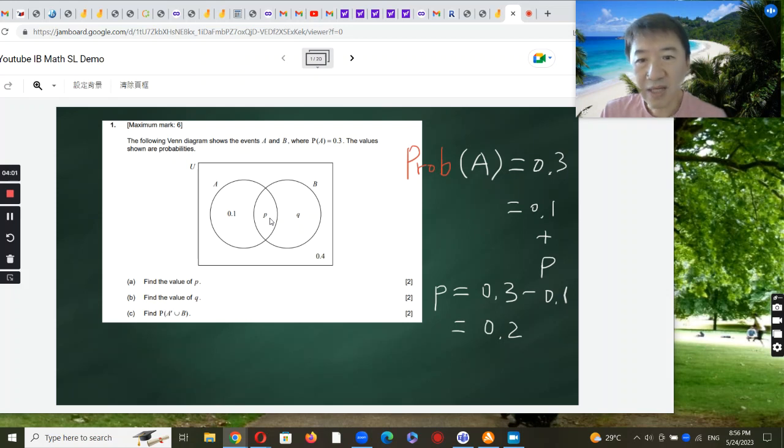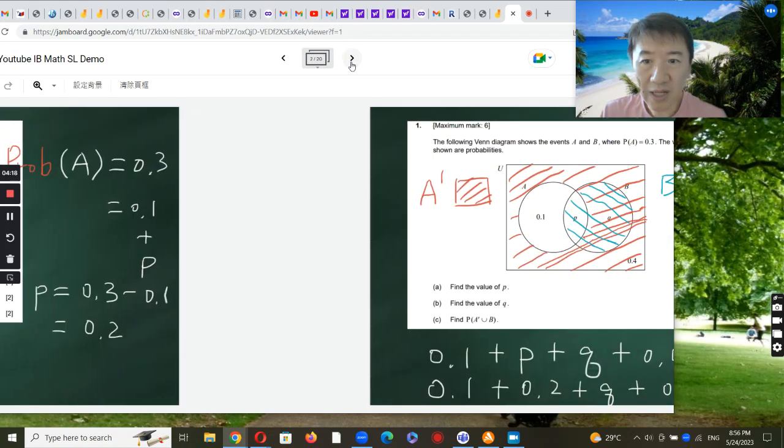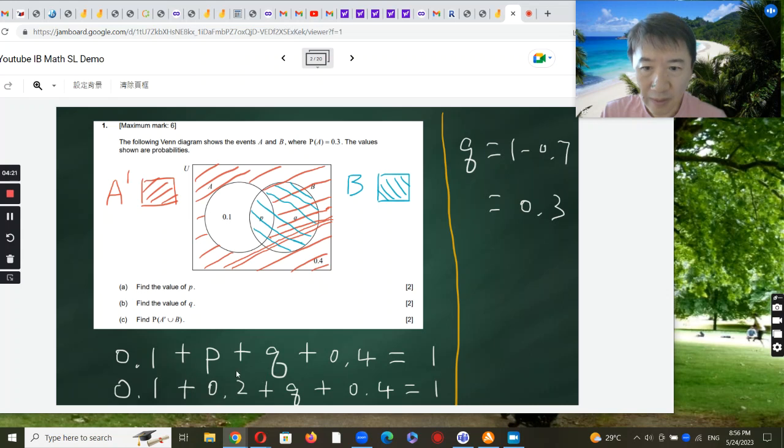And therefore what you need is this 0.1 plus this small letter p plus q plus 0.4. They will add up to 1, because these are all the events in the sample space. So once you realize 0.1 plus p plus q plus 0.4 equals 1, it's straightforward to solve for q. In part A, we solved for p already, which is 0.2. So it's 0.1 plus 0.2 plus 0.4 is 0.7, and therefore q equals 1 minus 0.7, which is 0.3. So we have answered part B.